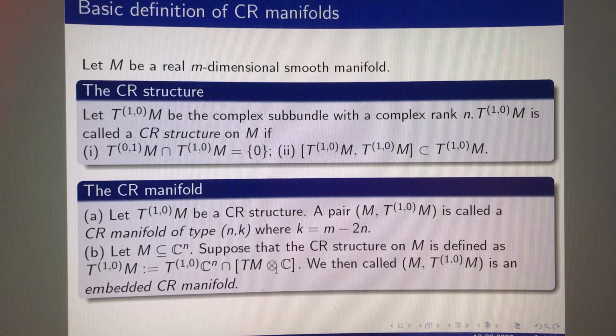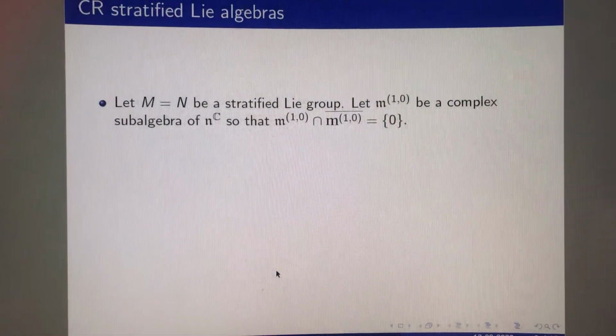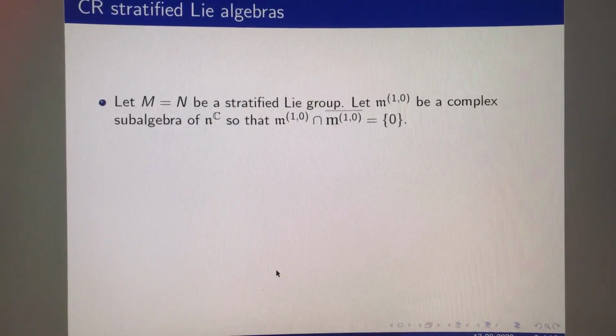So in this pair, we call this pair an embedded CR manifold of type (n, k). And there's an interesting question in CR geometry, that is to find a CR equivalence between an abstract CR manifold and an embedded CR manifold. We're going to introduce an example later. So we now have a look at how those definitions work on a real stratified Lie group.